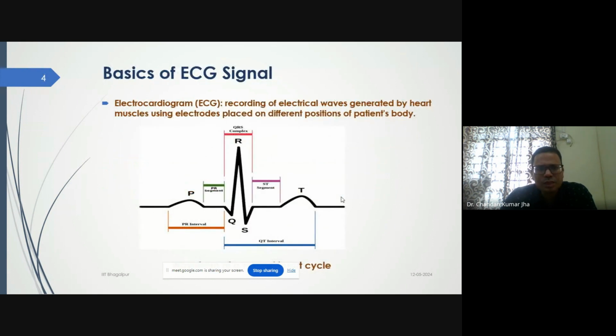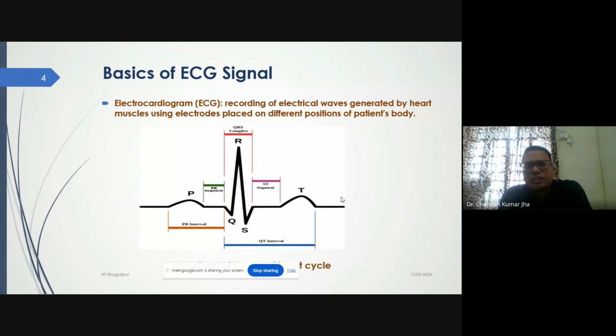I'll explain it. Basically, ECG is the recording of electrical pulses, waves generated by our heart muscles. Our heart generates electrical activity. The muscles of the heart work based on electrical activity, and due to that activity, it generates electrical pulses, electrical waves. If we measure the electropotential between two points of our heart, and record those electrical pulses using electrodes placed on different positions of our heart, that is called an electrocardiogram.